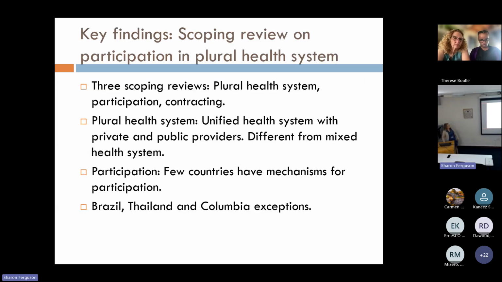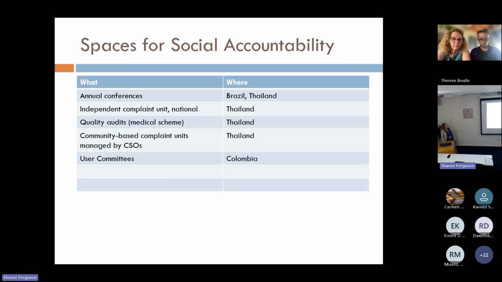So, some key findings. We also looked specifically at social accountability, which is an aspect of health governance. We found that many of these structures have an accountability feature. In addition, in Thailand we had at national level an independent accountability structure with community input. And at local level, we also had community-based complaints units, which were managed by local CSOs.